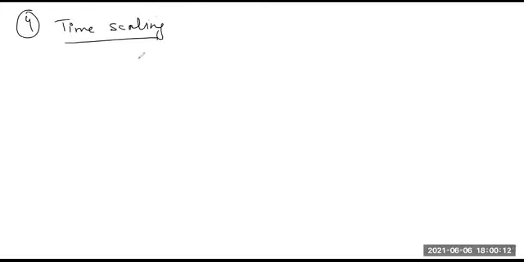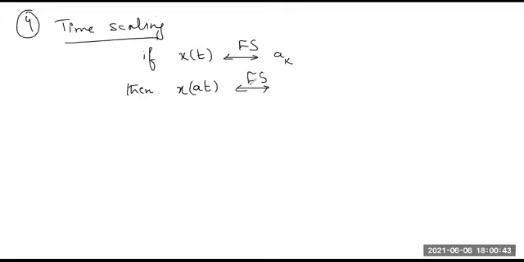Time scaling. So if a given signal is periodic with fundamental period capital T, and its Fourier series pair, or Fourier series coefficient, is ak, then if we apply a time scaling operation to this signal, x of at, the question is, what will be the Fourier series coefficient for this new signal, which is the time scaled version of the original signal? And the answer is, there will be no change in the Fourier series coefficient.